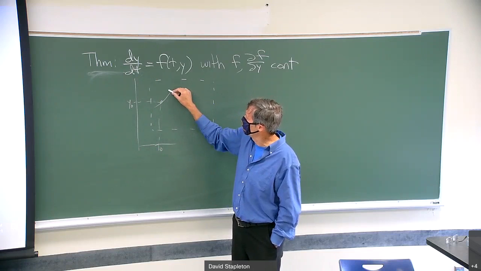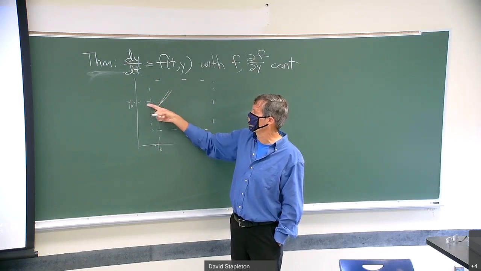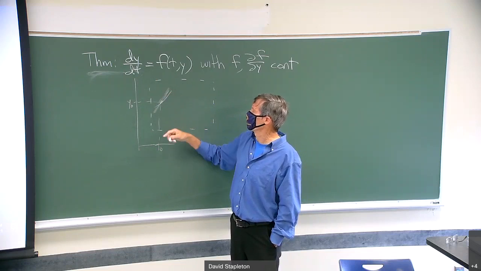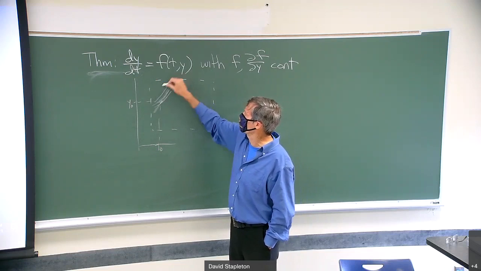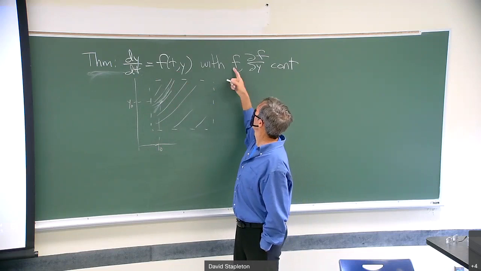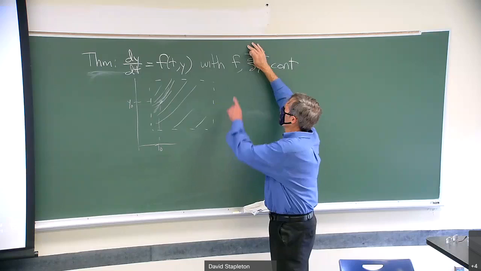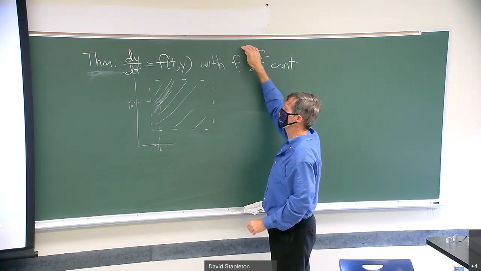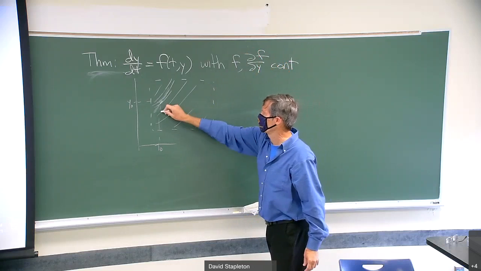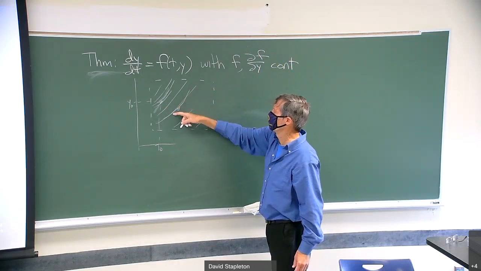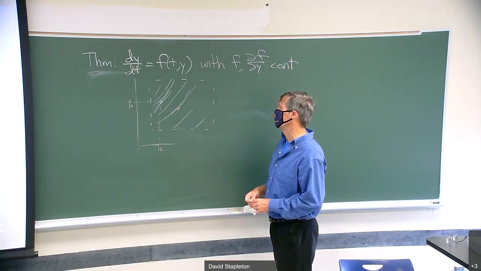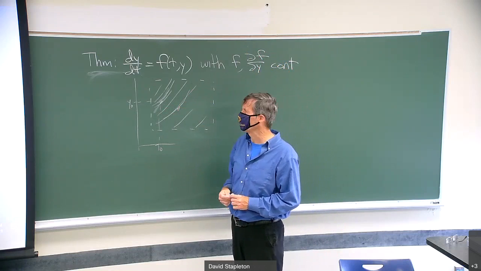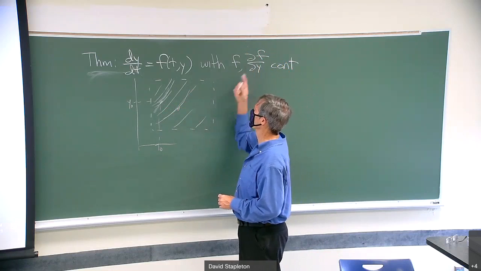If they intersected, it wouldn't be unique. This initial value would have more than one solution. So existence means there's a curve through every point. Uniqueness means they don't intersect in the rectangle, so they're filling up the rectangle like this. Existence applies when f is continuous. Existence and uniqueness applies if f and df/dy are both continuous. So if f is discontinuous, you can have the solutions intersecting and have more than one solution, or you can have no solution at that point. The theorem just doesn't apply.